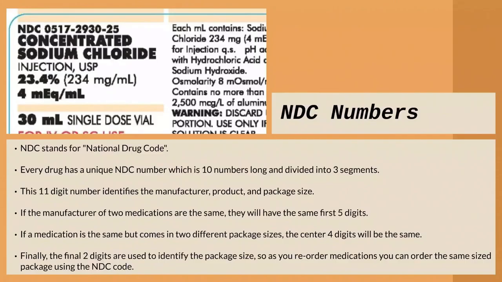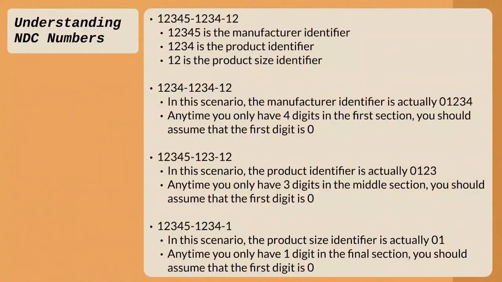So as you reorder medications, you can order the same size package using the NDC code. So if you ordered 500 capsules last time and you know you need 500 capsules again, you can utilize that NDC code to ensure you get the same size package next time. So we have a few examples of NDC codes here. At the top, you see a normal NDC code with 1, 2, 3, 4, 5 being the manufacturer identifier, 1, 2, 3, 4 being the product identifier, and 1, 2 being the product size identifier.